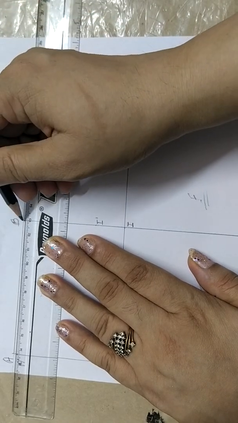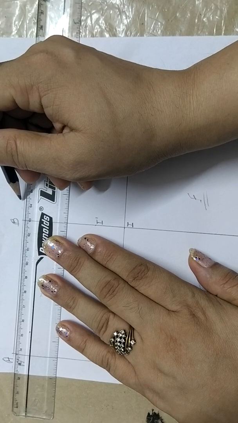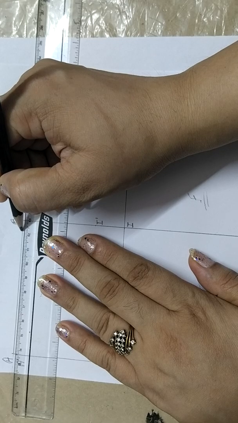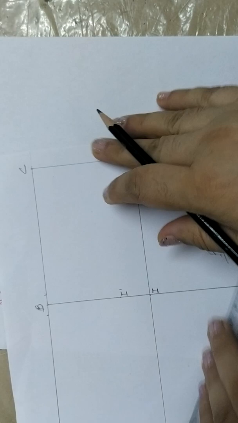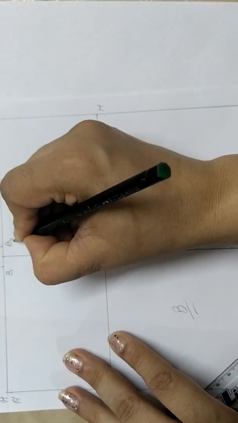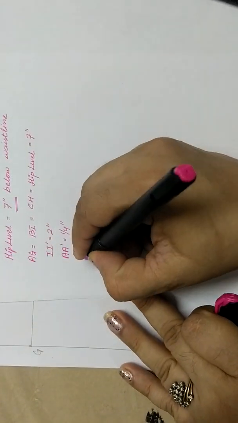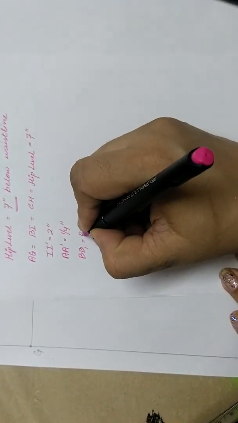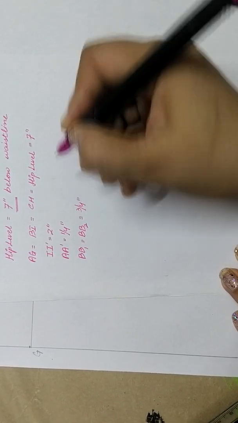So for that, from B, we're going to mark points on both the sides of B, that is right as well as left side, and these points will be marked at a gap of 3/4 inches from B. So one point here and one here, and the distance of both is 3/4 inches. So B1 and B2. So let us now write down B1 is equal to B2, and this is further equal to 3/4 inches.